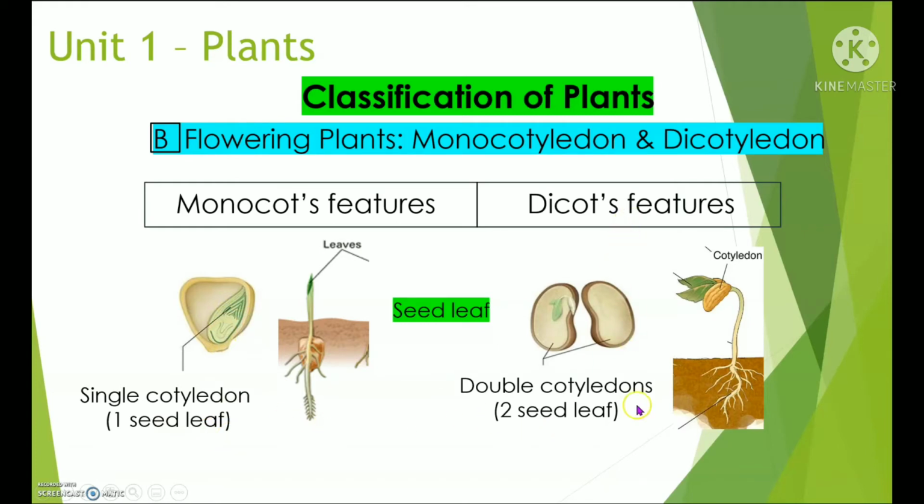Let's see the dicot features. For the dicot, we can see that there is one, two, or double cotyledons. It has two seed leaves. Now the question: how many seed leaves do monocot and dicot have? Very good. So monocot has one seed leaf and dicot has double, or two, seed leaves.